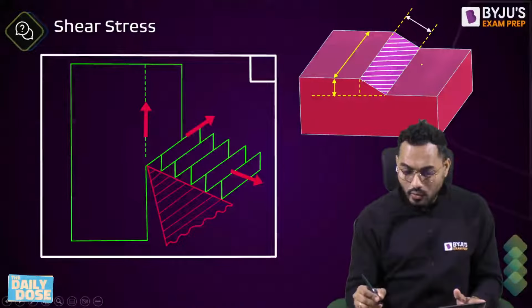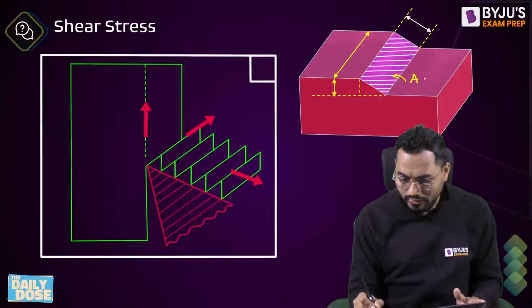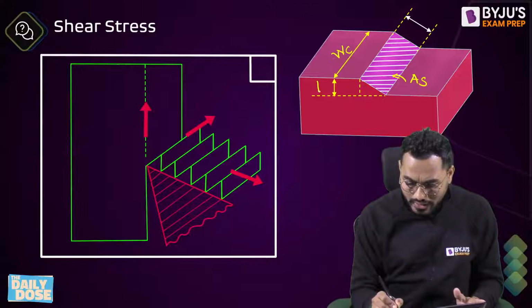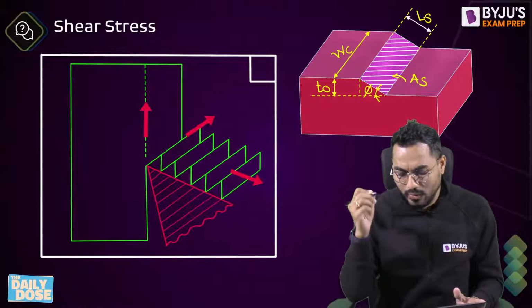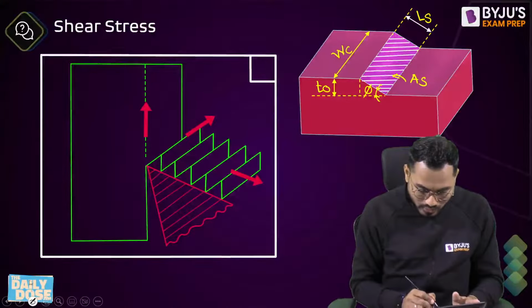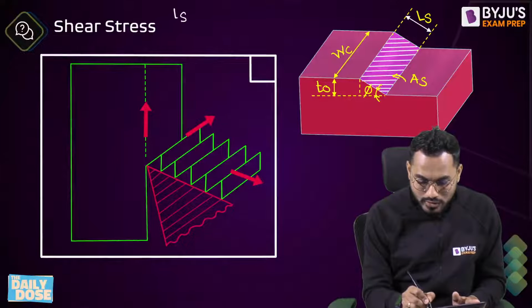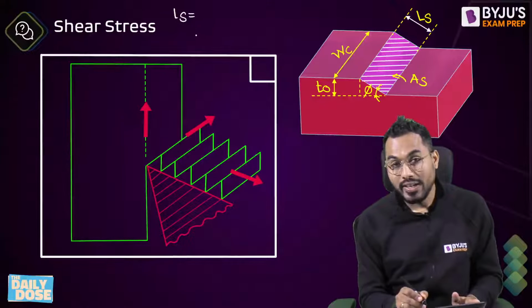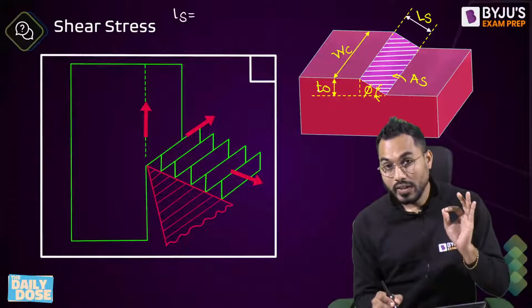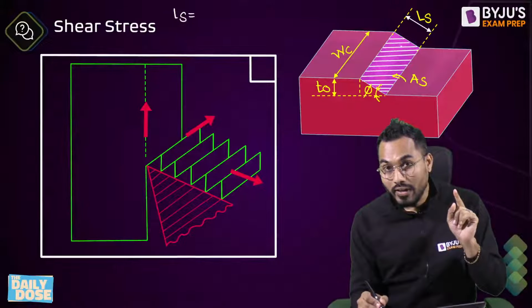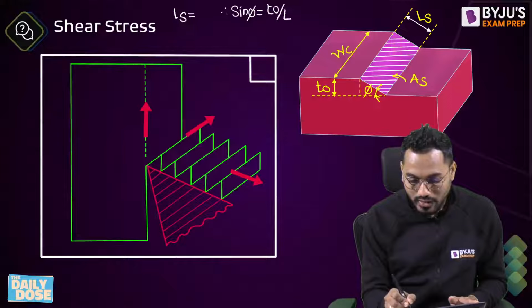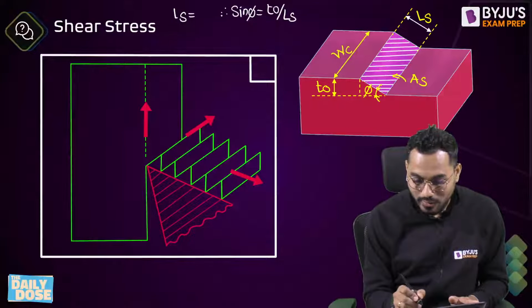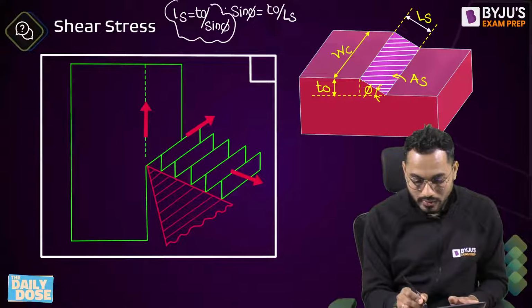Now the shear stress. Now we know that, sir, this is exactly equal to shear area. Right? Fine. This is exactly equal to the width of the chip. This is the uncut chip thickness T0. The angle made by the shear plane with the cutting velocity vector is the shear plane angle phi, and this is exactly equal to the length of the shear plane. So how much will be the length of the shear plane? It is very simple. From this triangle, sine phi is exactly equal to the opposite, T0, divided by Ls. So length of the shear plane is T0 divided by sine of phi. This is one equation that is coming.